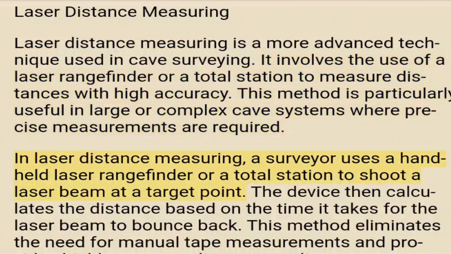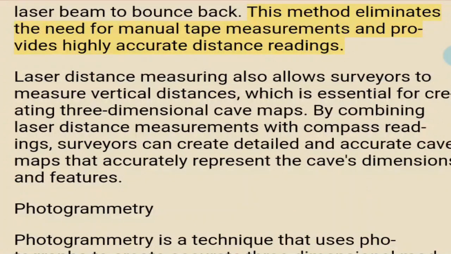In laser distance measuring, a surveyor uses a handheld laser rangefinder or a total station to shoot a laser beam at a target point. The device then calculates the distance based on the time it takes for the laser beam to bounce back. This method eliminates the need for manual tape measurements and provides highly accurate distance readings. Laser distance measuring also allows surveyors to measure vertical distances, which is essential for creating three-dimensional cave maps. By combining laser distance measurements with compass readings, surveyors can create detailed and accurate cave maps that accurately represent the cave's dimensions and features.